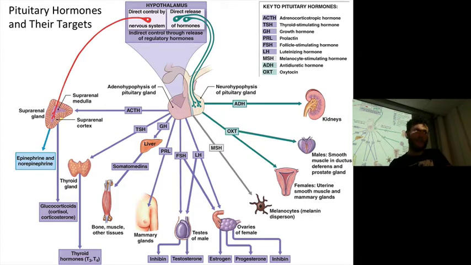Are there questions on this? I'm sure there's probably lots of questions like, what does inhibin do? Why do men and women need it? But we're not going to go there.